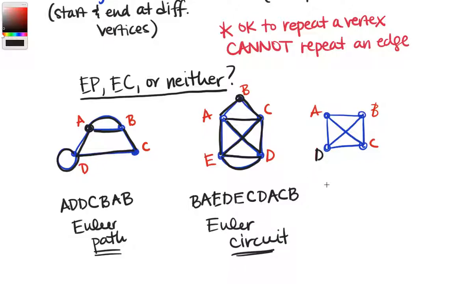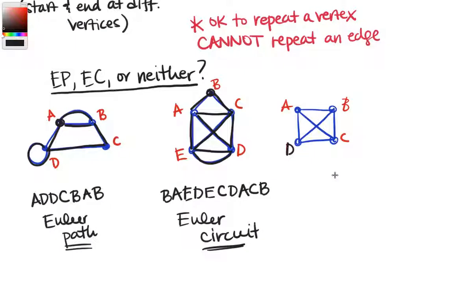Okay, and now let's deal with this last graph. All right, and let's try a few things. One thing that's nice about this graph is every vertex sort of looks the same, right? They all connect up to each other. Everyone has 3 edges coming out of it. So let's just see what happens when we try to go out of A, for instance.